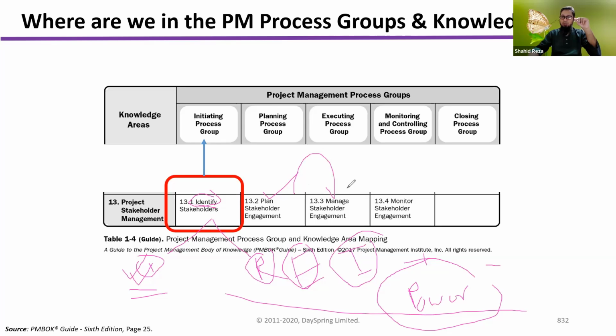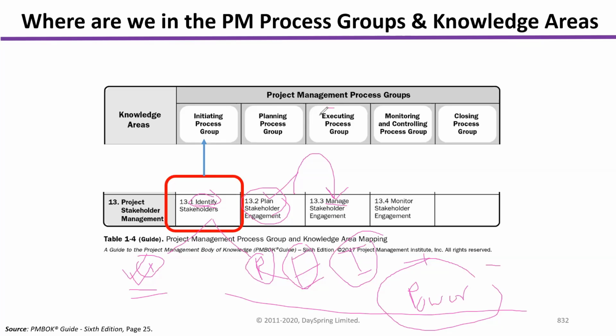After planning, we will manage stakeholder engagement. That means the action items we have selected and planned here, in execution we will follow that plan, so that we can make all the stakeholders aware of the project and also engage the stakeholders at different important points of the project.